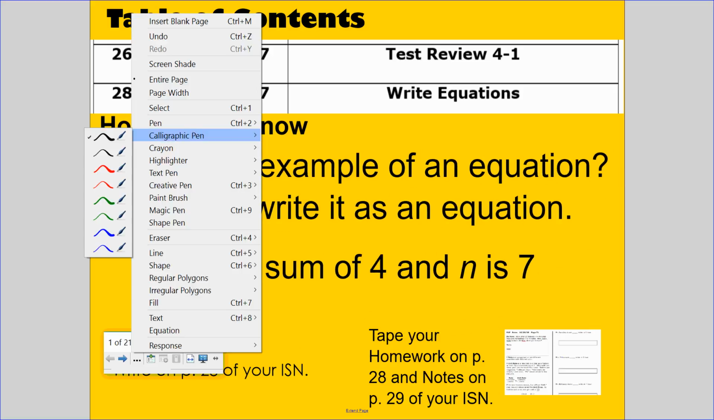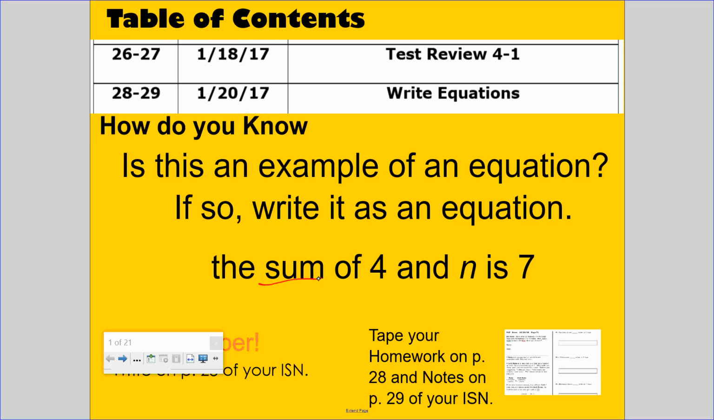Let me get my pen. So sum means add. You're adding 4 and n is 7. Is means equal. So 4 plus n equals 7. And it is an equation because an equation is this is equal to that. It has numbers and operators, and they are equivalent. This side is equivalent to this side.